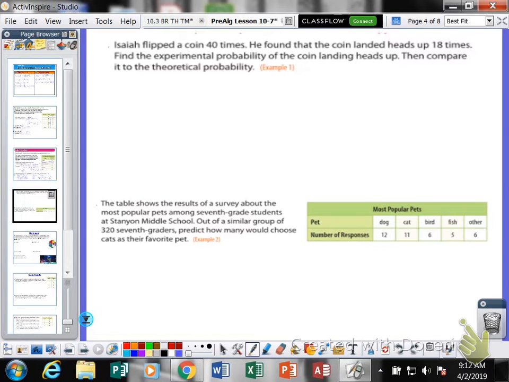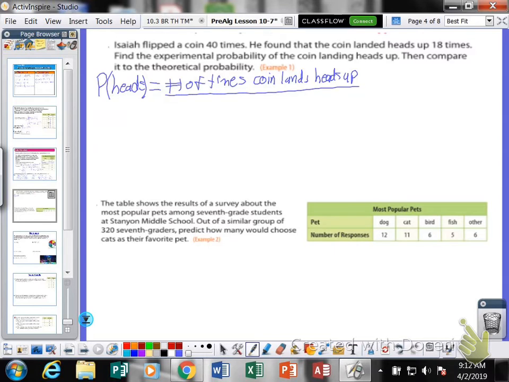Okay, so it would be probability of heads, and that's going to equal our number of times the coin lands heads up over the total number of times the coin is flipped. Okay?